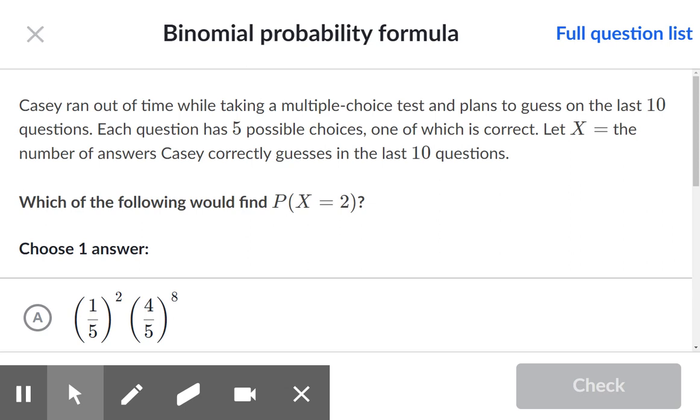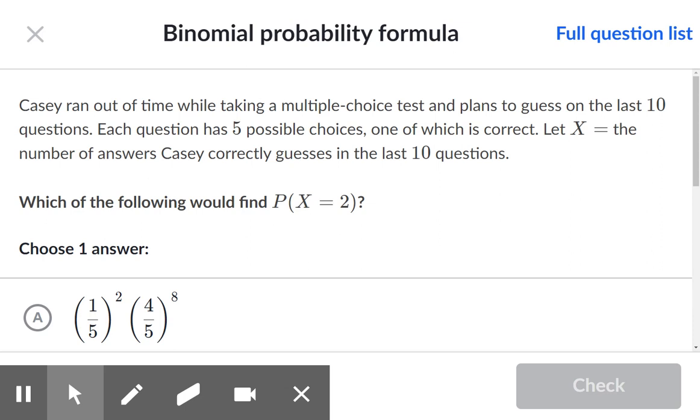Casey ran out of time while taking a multiple choice test and plans to guess on the last 10 questions. Each question has 5 possible choices, one of which is correct. Let X equal the number of answers Casey correctly guesses in the last 10 questions. So B, I, N, S: this is a binomial random variable.